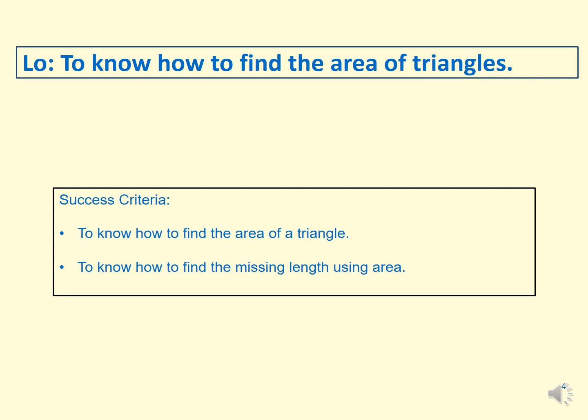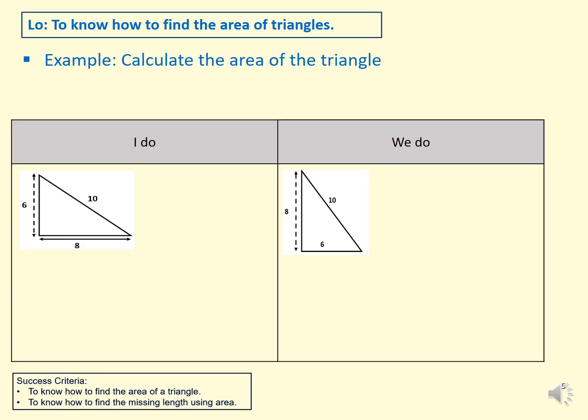As you can see, the LO for today is to know how to find the area of triangles. That's the first step that we're going to learn, how to find the area of triangles, and then second, we will find the missing lengths using the area. If you are finding the area of any shape, you need to know the formula of the area of that shape. In here, we are finding the area of a triangle.